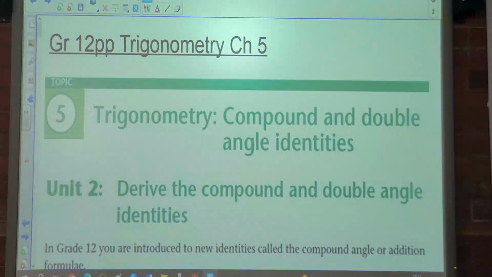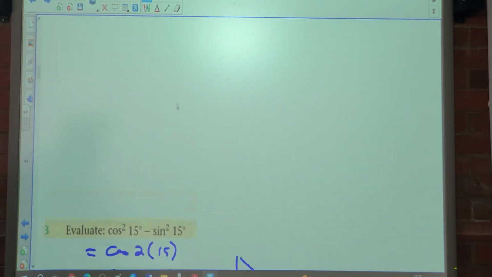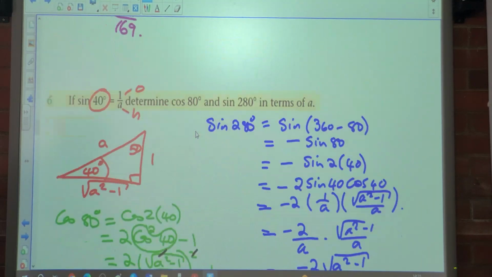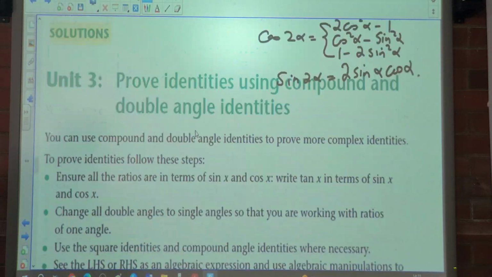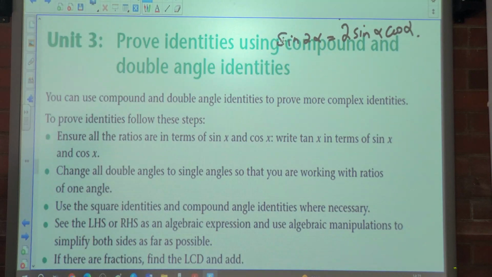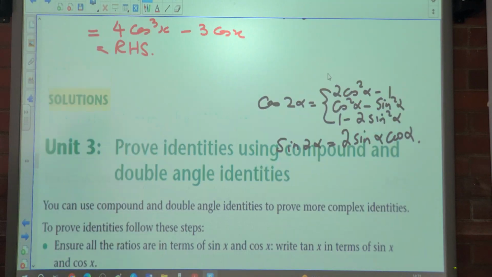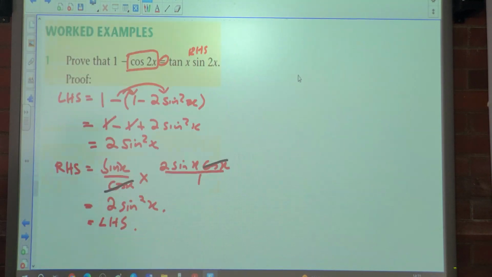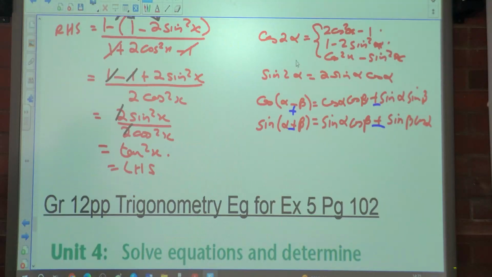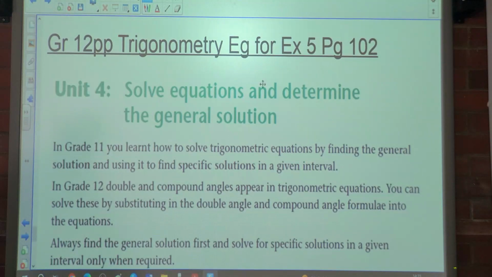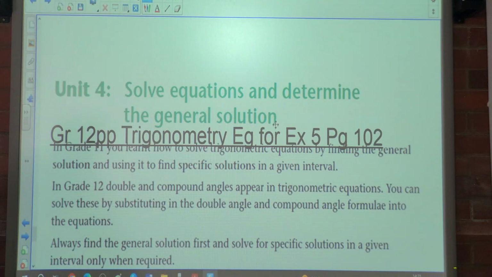Okay, good afternoon, class. So today we're looking at Trigonometry chapter 5. We're looking at the examples for exercise 6. We're looking at solving equations and determining the general solution.